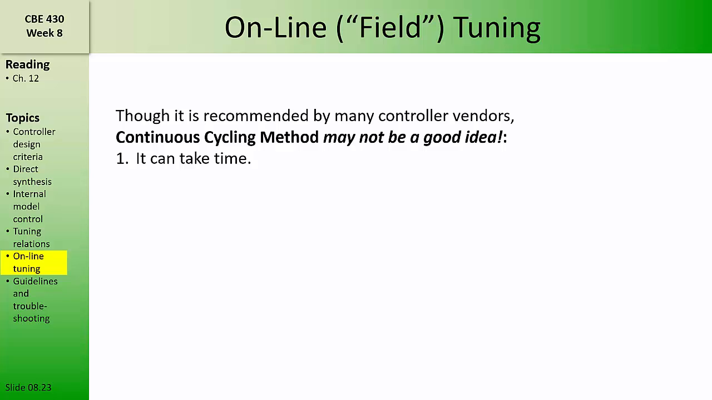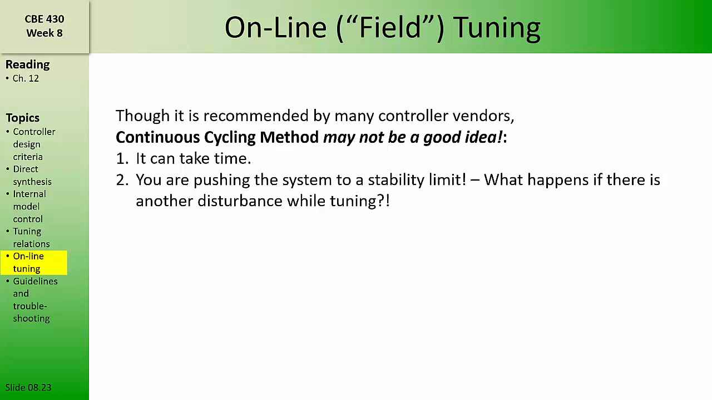Processes that have a lot of heat transfer associated with them can also have long time constants. The continuous cycling method requires pushing the system to a stability limit. If there's some other disturbance while we're performing the tuning, then this can be dangerous. Often it's undesirable to get anywhere near the stability limit.